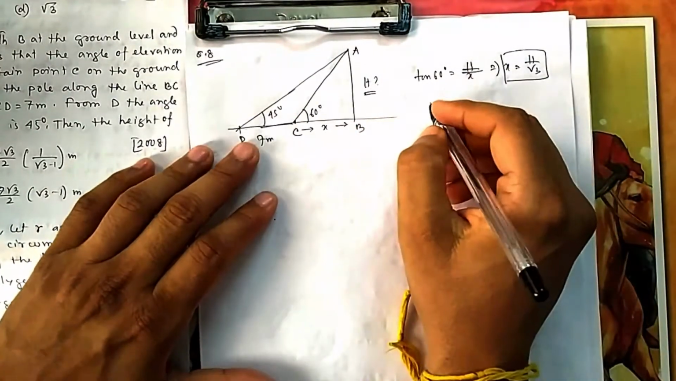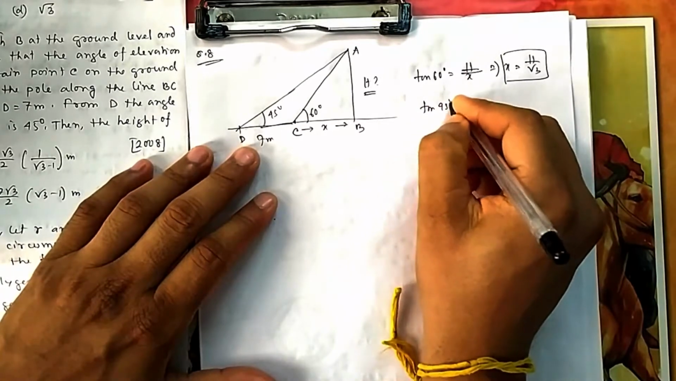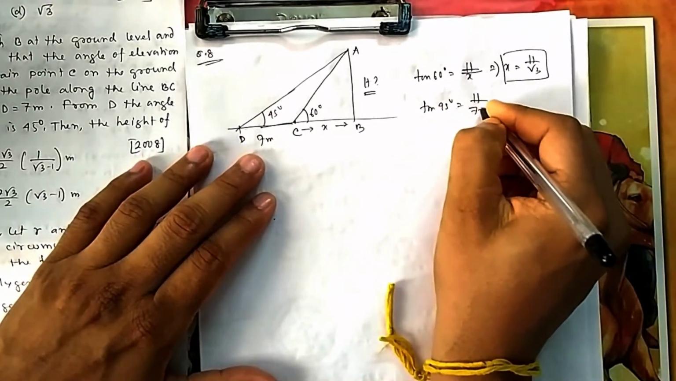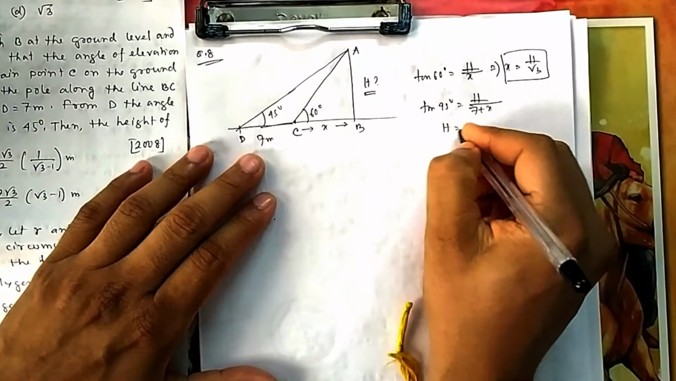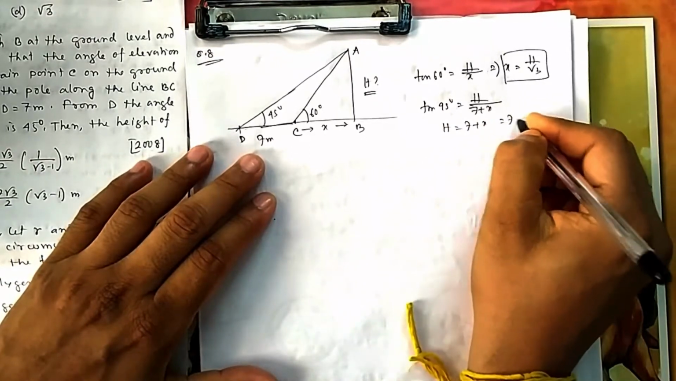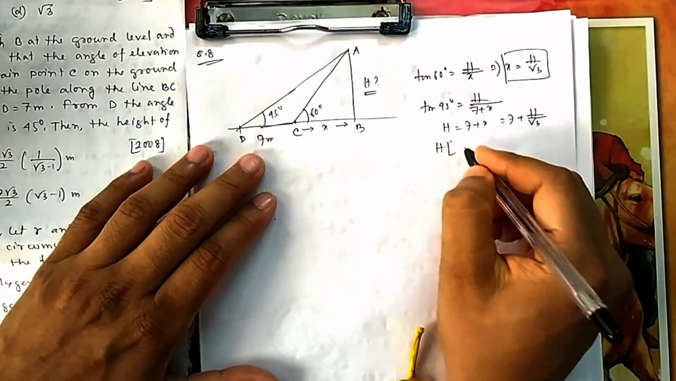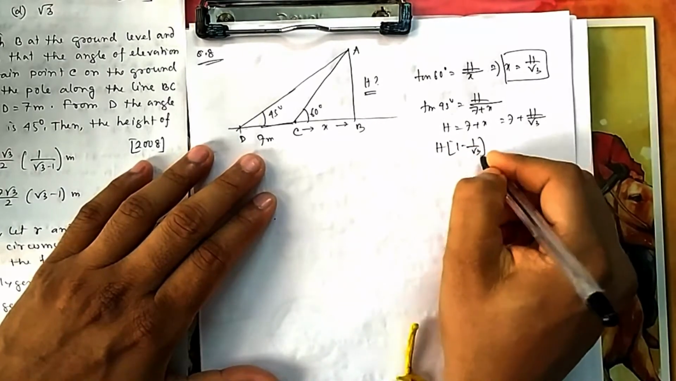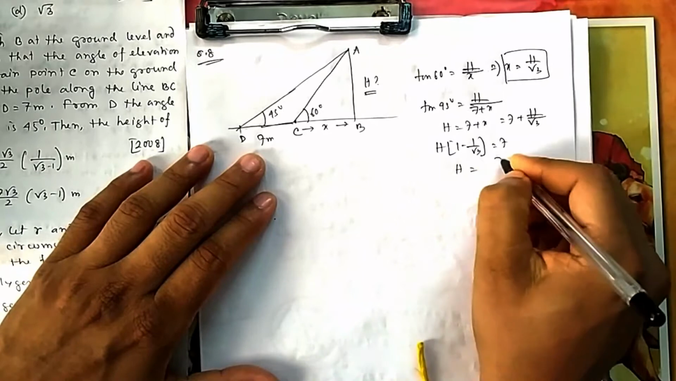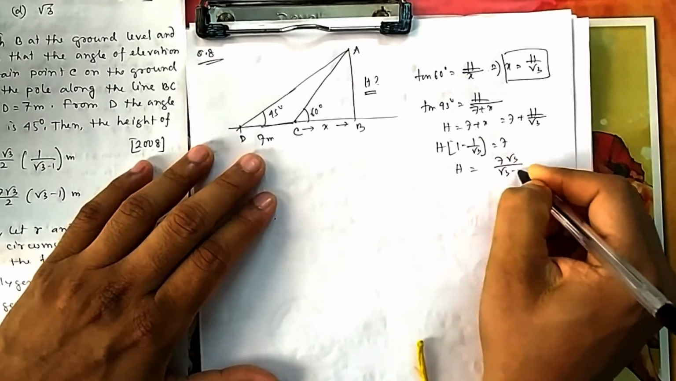In the second equation what is there? Tan 45 equal to h by 7 plus x. Which means h is equal to 7 plus x, which means h is equal to 7 plus x by root 3. So if you take this side, now h common, so 1 minus 1 by root 3 is equal to h. So h is equal to 7 root 3 by root 3 minus 1.